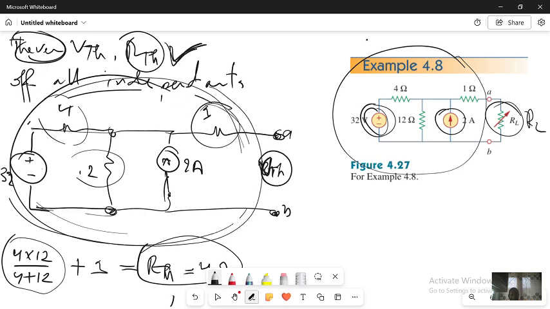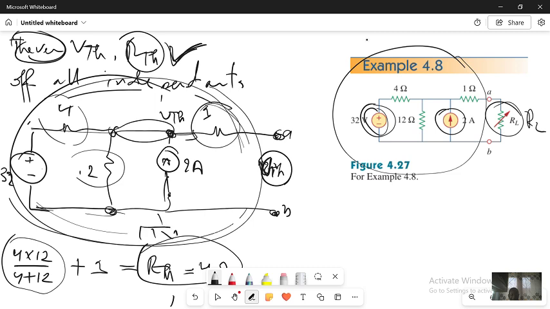Now, to determine VTh, let me see. Since this one is open, no current will flow here. Why? Because this one is open, nothing is here. So this VTh is the same as this one. Since here it is the ground, this voltage is going to be my VTh. Same node, here is going to be my VTh. Same, because here it is the ground, 0.